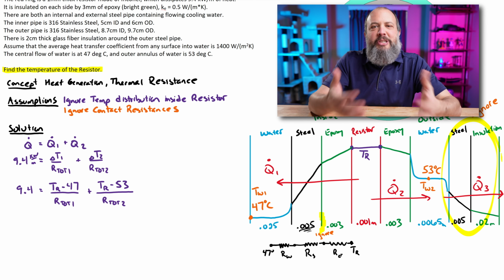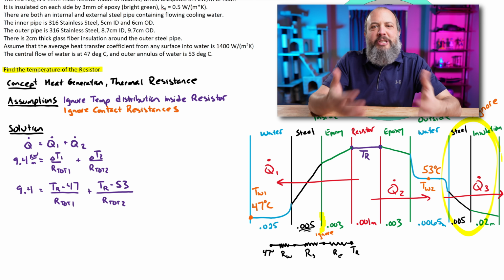So the only three resistances we're going to include on the inside are conduction inside the epoxy, conduction inside the steel pipe, and then convection from the pipe into the water. These equations for these resistances are definitely in your textbook. I'm going to grab them from the FE reference manual. For convection, 1 over HA.